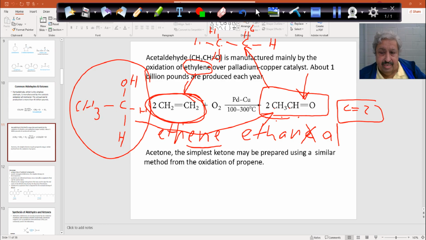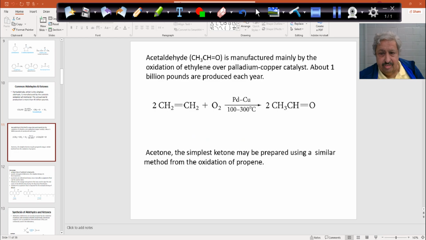So those are the 2 simplest ones. Now there are many aldehydes that can be used. As I said, the smell of fruits and some veggies like cinnamon and cumin come from those aldehydes. So they have very distinct smells. The production of these is about 1 billion, compared to 46 billion for formaldehyde.